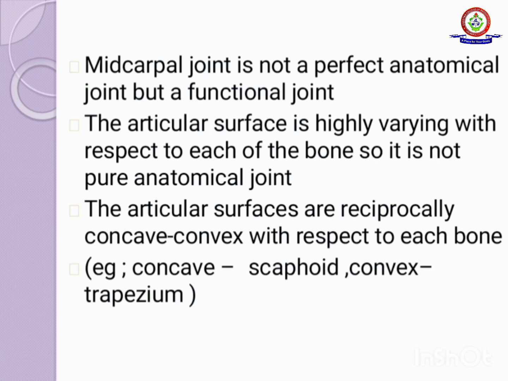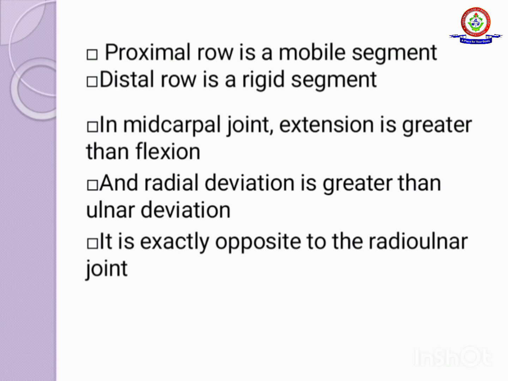The midcarpal joint is not a perfect anatomical joint but a functional joint. The articular surface is highly varying with respect to each of the bones, so it is not a pure anatomical joint. The articular surfaces are reciprocally concave-convex with respect to each bone. For example, the scaphoid is concave and the trapezium is convex.